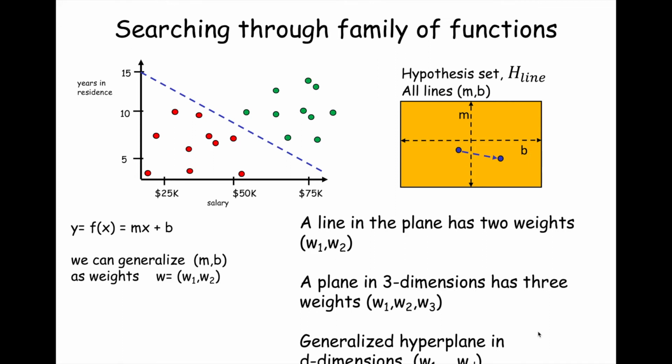If we had 3 dimensions, let's say instead of salary and years in residence, what if we had salary, years in residence, and years of education, which is another thing they ask on mortgage applications. So if we had 3 dimensions, instead of W1 and W2, we'd say W1, W2, and W3, right? That's why we go to W1 and W2 instead of M and B, because eventually you'd run out of letters of the alphabet, right? So you have a weight associated with each dimension, right? Here it's a line in the plane. We have W1, W2. If we're in 3 dimensions, we'd have W1, W2, and W3.